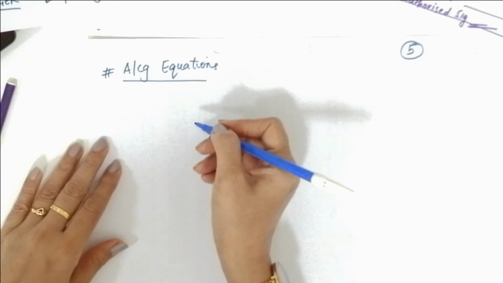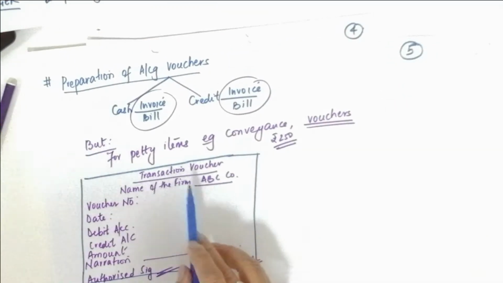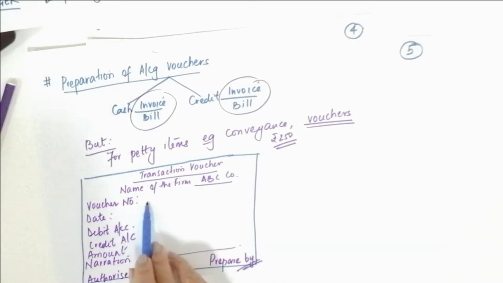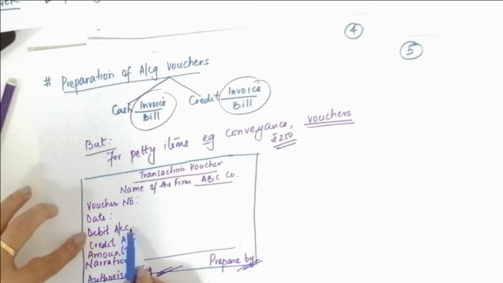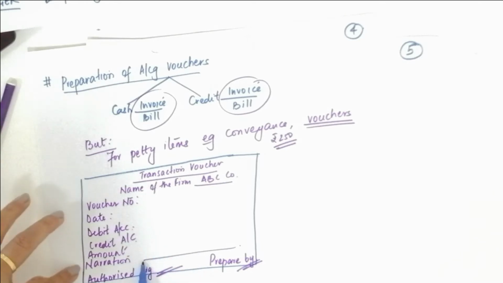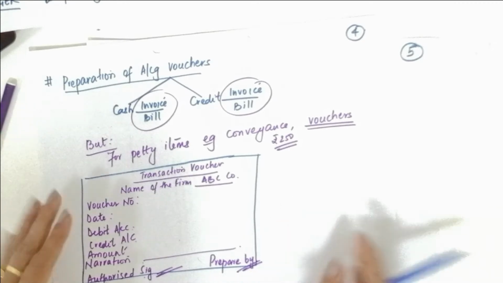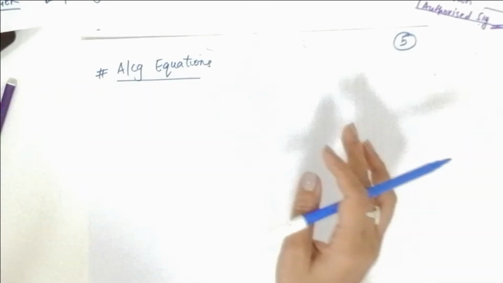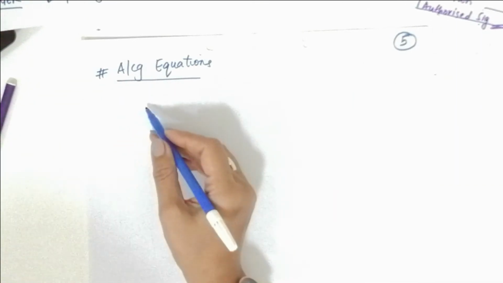Okay. One more thing I wanted to tell you about this voucher. The things which are mandatory are: name of the firm must be there, the voucher number should be there, date, what account, what is the expense, are you paying by cash, how much is the amount, narration, who is preparing, who is authorized signatory. All this should be mentioned. Of course, your firm's name should be there. So there is no ambiguity involved at that point of time, right?